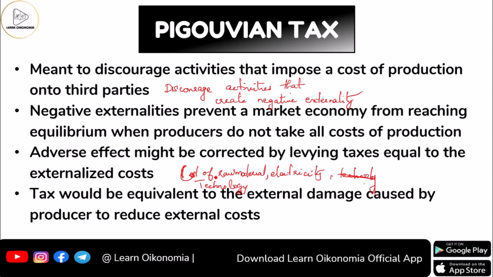So what happens is that the cost on society or the cost on the environment is not being considered by a producer whenever he incurs a cost. This cost should be considered, and in order to consider this cost we have to go for a tax that would be equivalent to the damage which has been created by the producer. So whenever you go for a tax, this will reduce the cost on the environment.